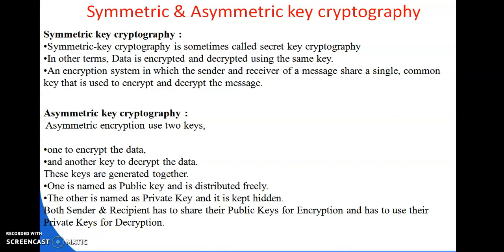So symmetric key cryptography uses one secret key, the same key for both the sender and the receiver, but in the case of asymmetric key, there are two types of key. One is your public key, another one is your private key. The public key is distributed freely, while the private key is kept hidden. The public key is shared with both the sender and the receiver for encryption, but the private key is used only for decryption.